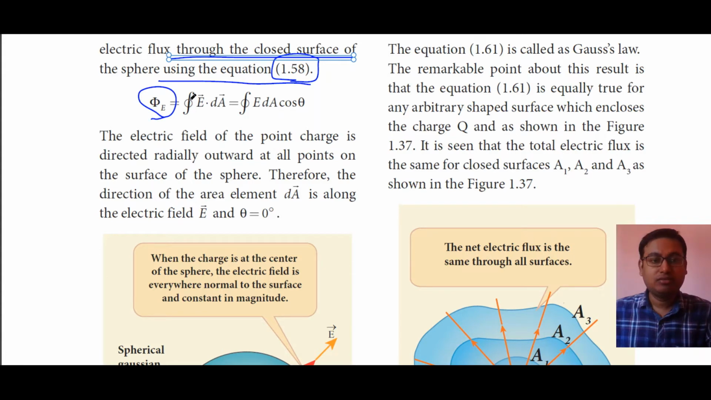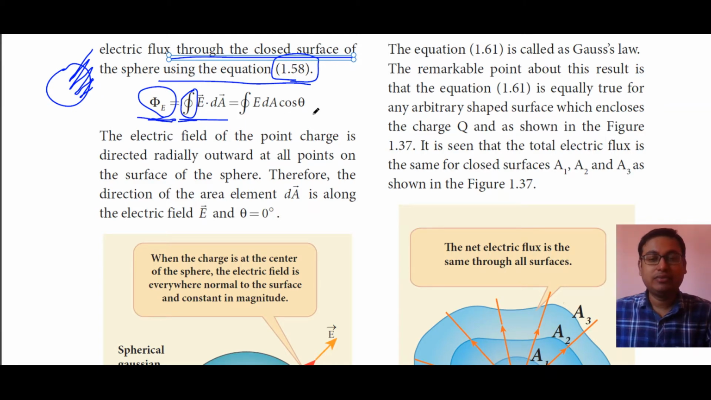Here this symbol is called the closed integral. That means when you have an enclosed area of any arbitrary shape, and in that area we have to find the total electric flux, then we use this symbol. It is the same as our ordinary integration, but just a loop is given at the center. It means that the area is closed. And psi E is equal to closed integral E dA cos theta.